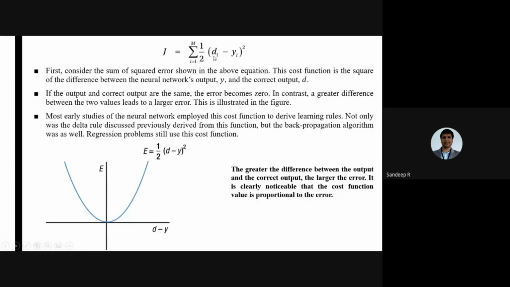We always try to minimize it. So this is the error that we have, the difference between the correct output and the output of the neural network. If it is very close to zero, that means what? If a neural network is properly trained and the difference is zero, that is, error is zero, then the cost function is also zero. But if the error increases, the cost function is also increasing. So the cost function is directly proportional to the error. The greater the difference between the output and the correct output, the larger the error. So it is clearly noticeable that the cost function's value is proportional to error.